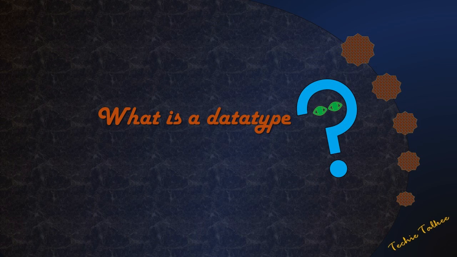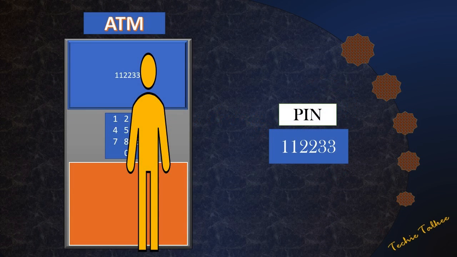In this video, we are going to understand about a data type. Programming languages in general work on the type of data to produce an output. For example, if we go to an ATM, we insert the card and then enter the PIN. The PIN that we enter is the data that will be used for further processing and displays our account details.